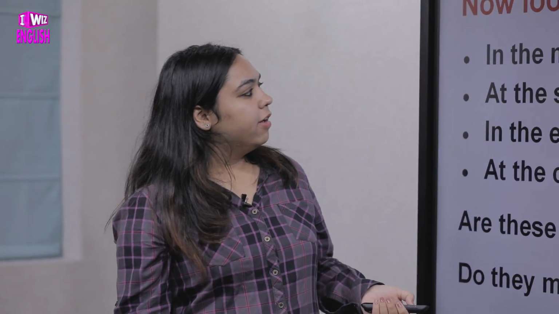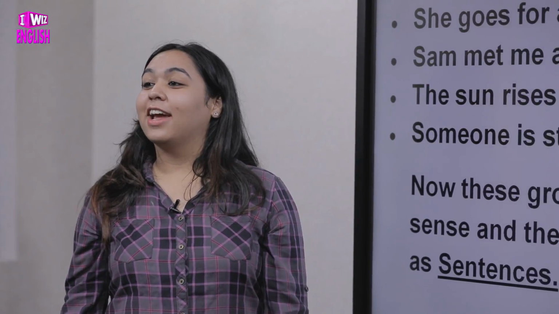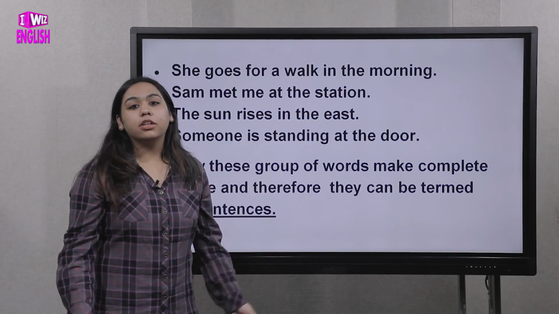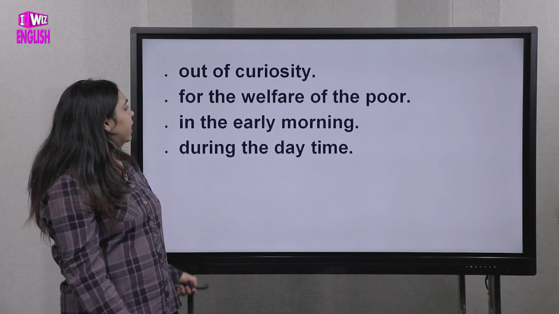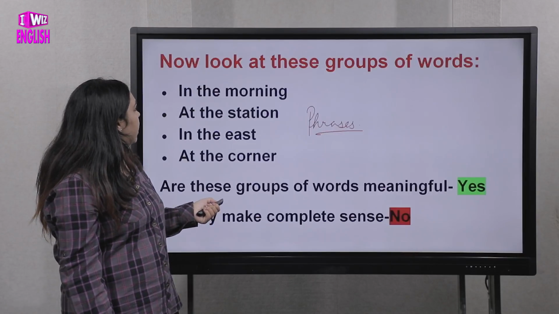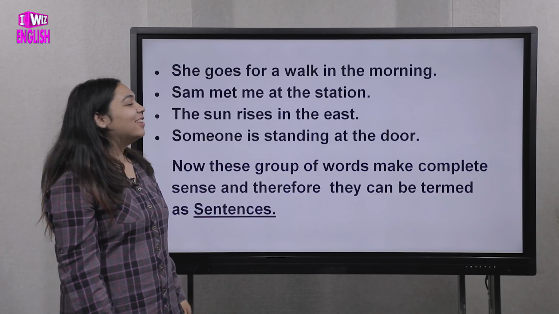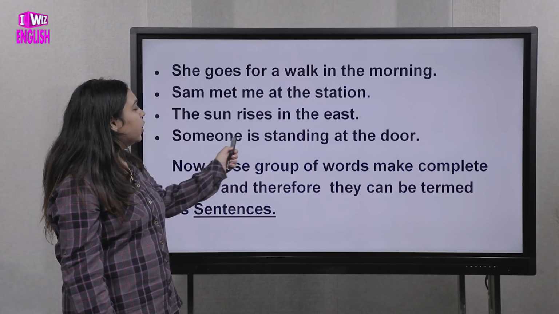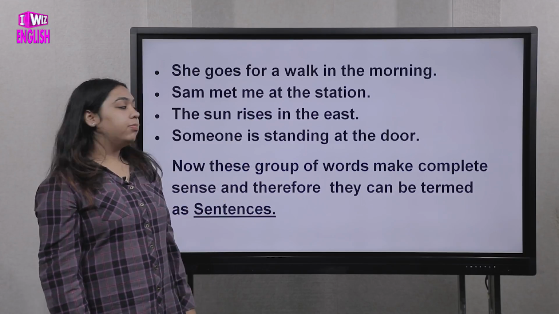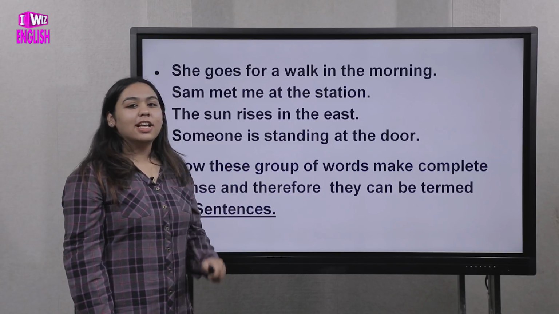Now, she goes for a walk in the morning. I made a sentence with in the morning. Now you can relate: in the morning kya karti hai? What does she do in the morning? She goes for a walk in the morning. The previous one was, at the station. What at the station? But if I say Sam met me at the station, now you can see it's a proper sentence. The sun rises in the east. Again, now it's a complete sentence. Someone is standing at the door. Now you know that someone is standing at the door.